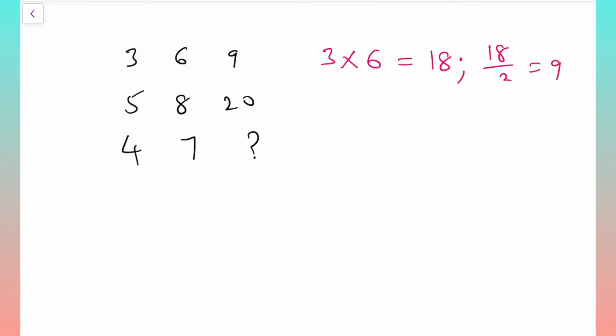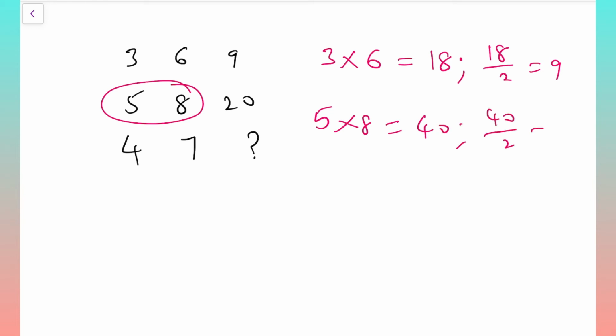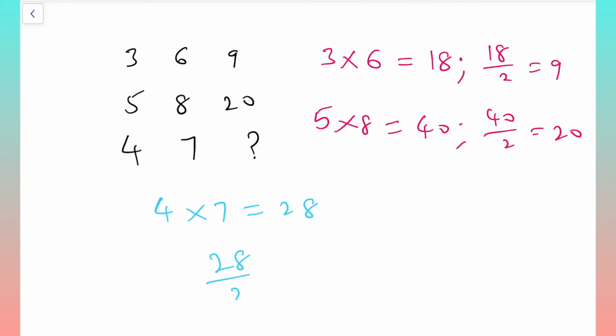Let us check the same for second row also. 5 into 8, it is 40. What is 40 by 2? It is 20. Of course, it is correct. So let us apply the same for the third row also. Then 4 into 7, it is 28. So this 28 we need to divide by 2, so that we will get 14.